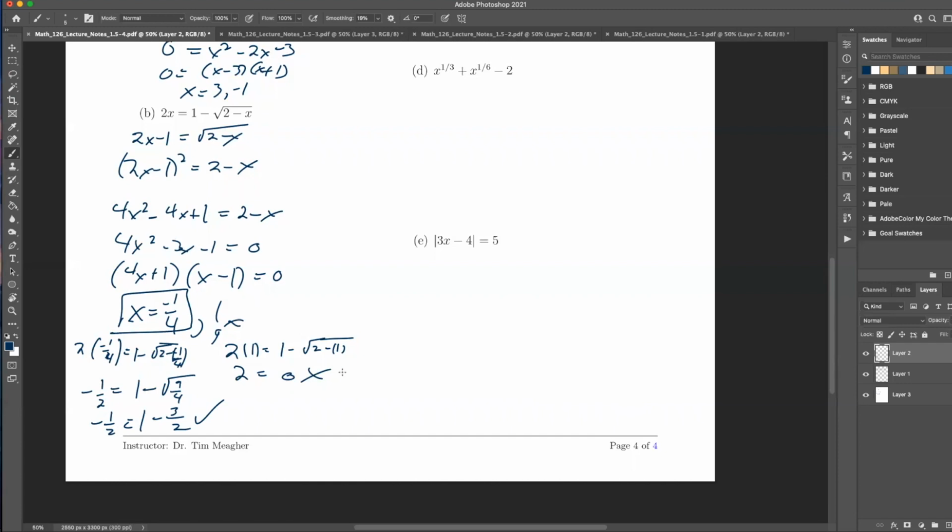So when you have radical equations, you have to test your solutions. It's just what it is.